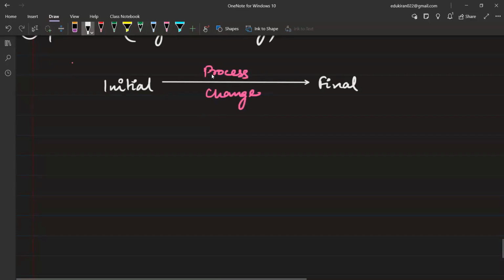So this is what we are talking about, not just today, but this complete chapter. Thermodynamics is only and only about the process and whatever changes are happening. Initial and final are there obviously, but we are mainly talking about the process here, the different types of process.